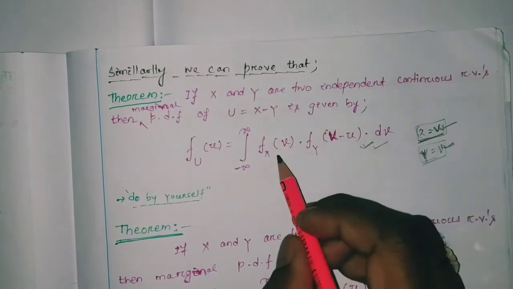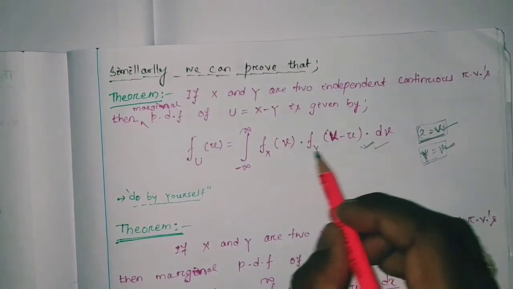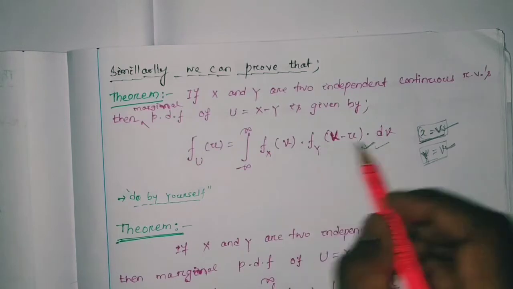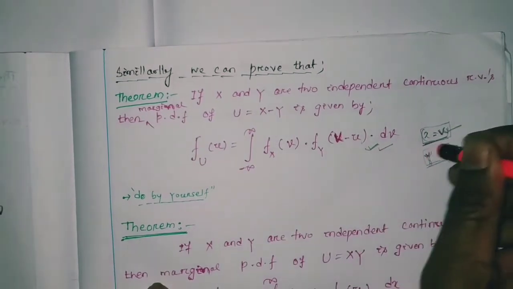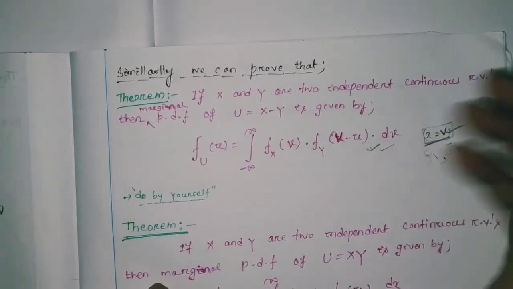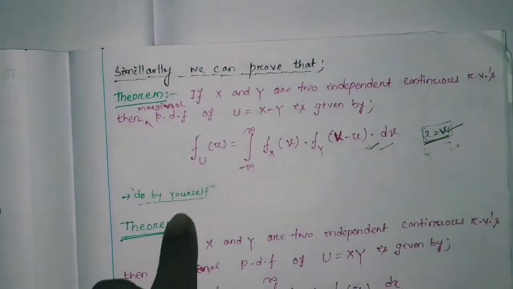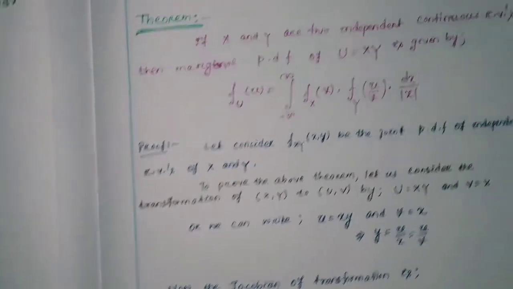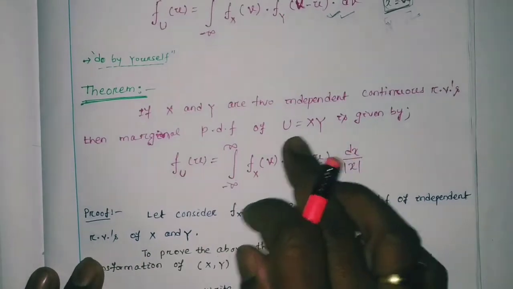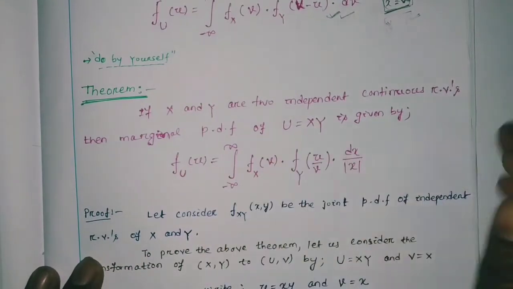But in the question it has been given that this equals this, you have to prove. So I suggest that you consider x equal to v and prove it by yourself. Do it by yourself. Next we are going to go for another theorem, that u will be equal to x into y.